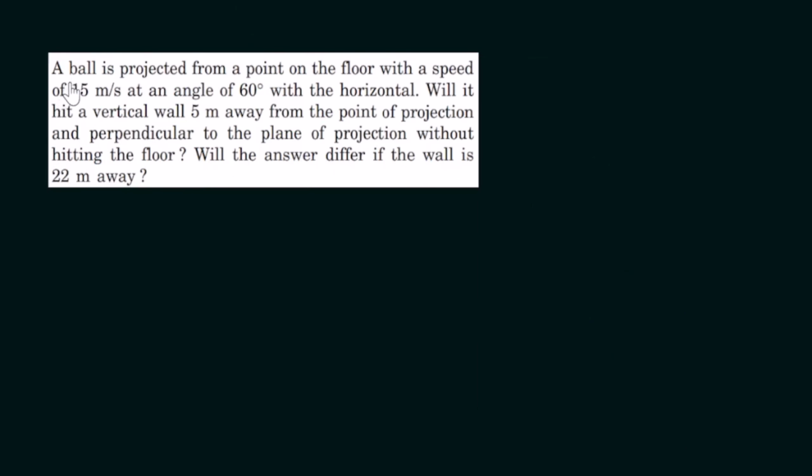Our next question is, a ball is projected from a point on the floor with a speed of 15 meter per second at an angle of 60 degree with the horizontal. Will it hit a vertical wall 5 meter away from the point of projection and perpendicular to the plane of projection without hitting the floor? Will the answer differ if the wall is 22 meter away? So consider one wall here which is at 5 meter distance.